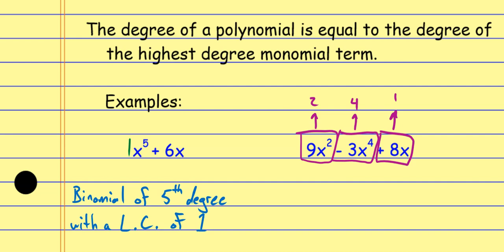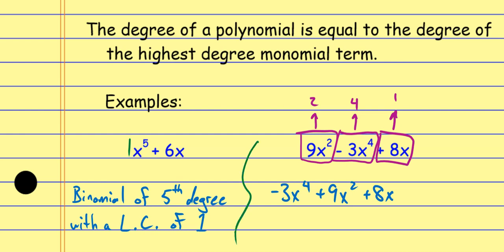But right away, I should notice that this thing is not written in the proper format. It's not written in descending order. Okay, I should have this listed from biggest degree down to smallest degree. All right, and so if I were to rewrite this one properly, I would have to write the negative 3x to the 4th first, followed by the 9x squared, and then the plus 8x. See, now this thing is written in descending order. Now it's written appropriately, okay?